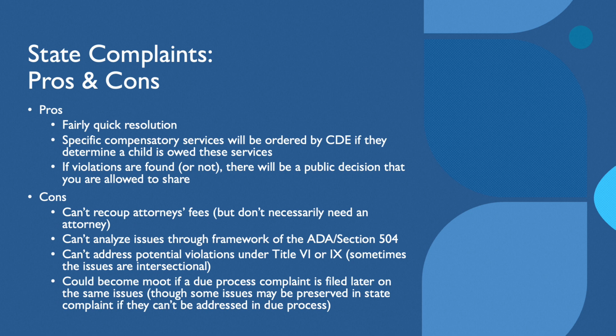Similar to the last couple of processes we discussed, a con of the state complaint process is that you can't recoup attorney's fees. But again, you do not necessarily need an attorney for this process, as the form is very straightforward and the SCO will be guiding the parties through the process. Another con is that you cannot address potential violations of the ADA, Section 504, Title VI, or Title IX through this process. Lastly, if a due process complaint is filed later on the same issues, the issues addressed in a state complaint could become moot and you could be forced into due process, which is a much more arduous process. However, some issues may be preserved in the state complaint if they cannot be addressed in due process.